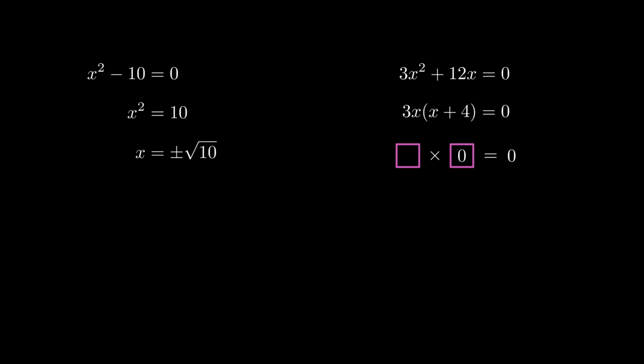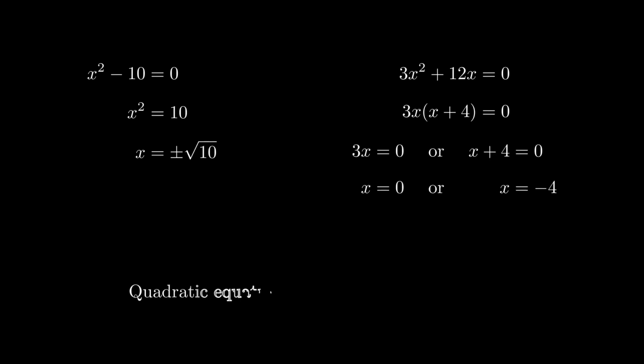When you factorize, you're expressing that left-hand side as two things multiplied together with an answer of 0, meaning that either 3x is 0 or x plus 4 is 0. If 3x is 0, then of course x must be 0. If x plus 4 is 0, you find x must be negative 4. So we'll say again, quadratic equations can have up to two answers, so get used to that.